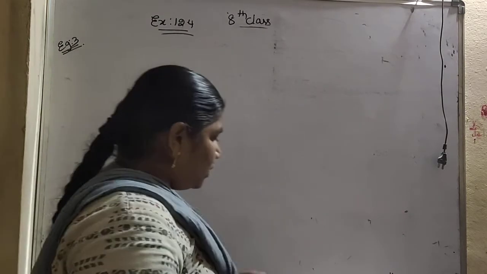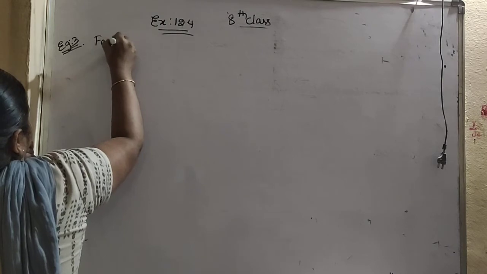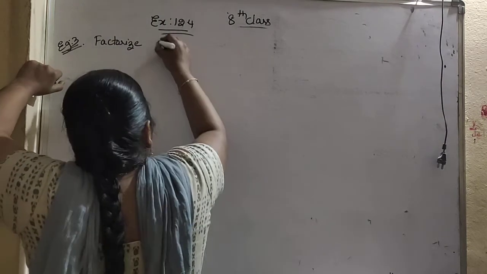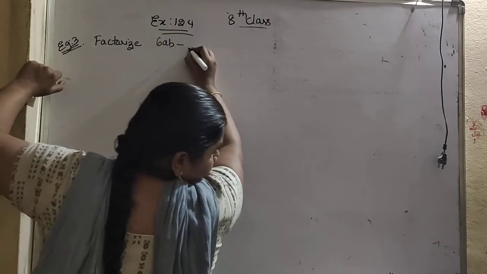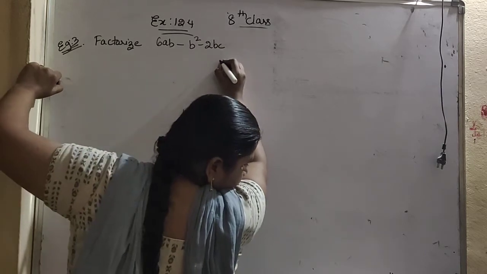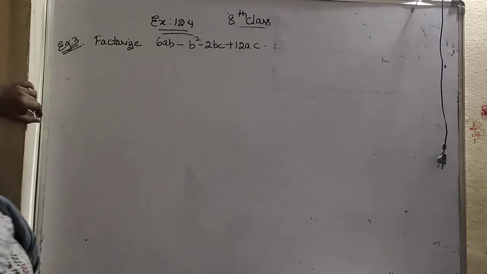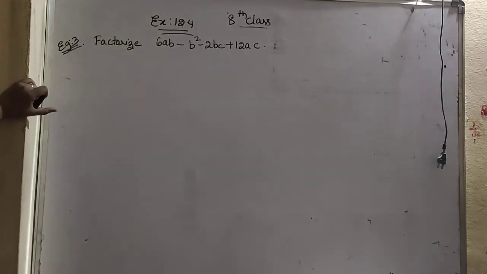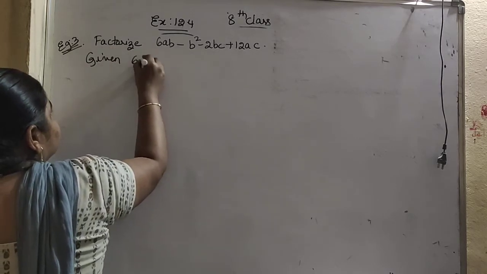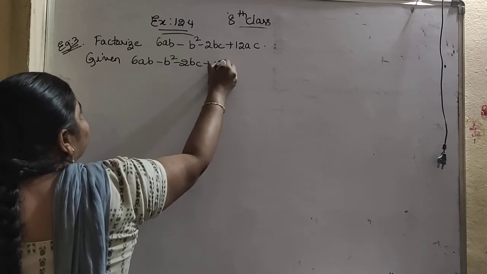So what is example number 3? Factorize 6ab minus b square minus 2bc plus 12ac. So this one we have to factorize. So how to factorize, we will see. So given 6ab minus b square minus 2bc plus 12ac.